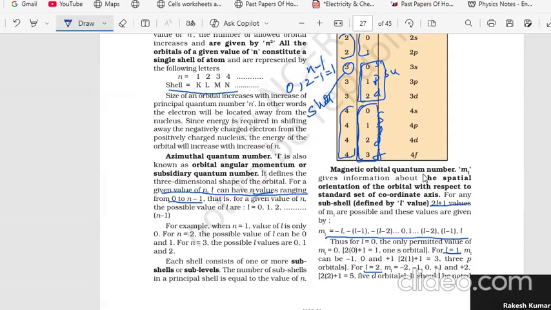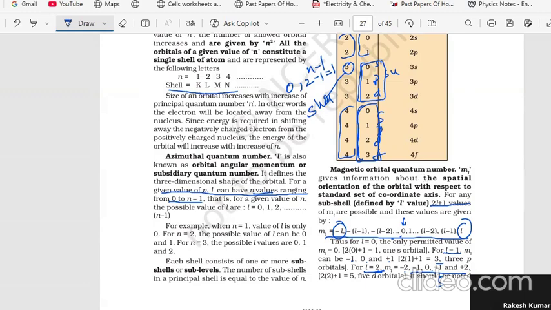Then the magnetic quantum number is how it divides into orbitals. It will be from minus L to plus L, including 0. So if L is 1, it will be minus 1, 0, plus 1. For L equal to 2, it is minus 2 to plus 2, including 0, and there will be 5. So these are the d orbitals.